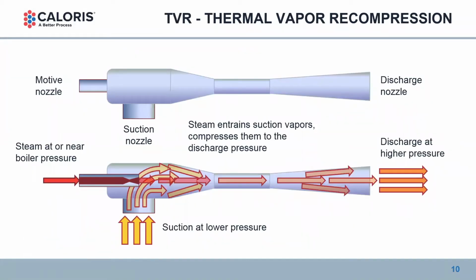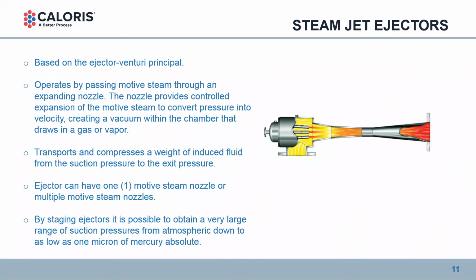So thermal vapor recompression, and this is the using a steam ejector where a motive steam supply is used to create a suction, and you combine those streams and you discharge at a higher pressure than the original suction pressure. So it's based on an ejector venturi principle. And as I said there, you pass a motive steam through an expanding nozzle. And it can be one steam motive nozzle, or it can be multiple steam motives. This drawing I show here is an example of showing 3 steam nozzles in the middle of the body.